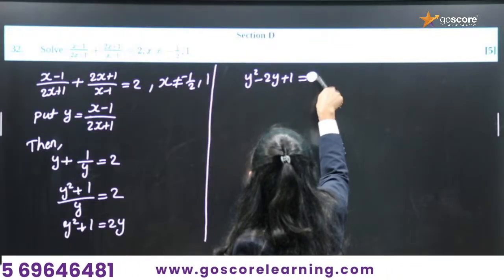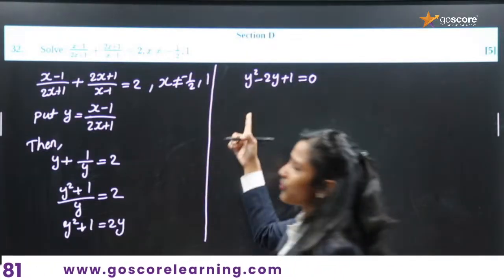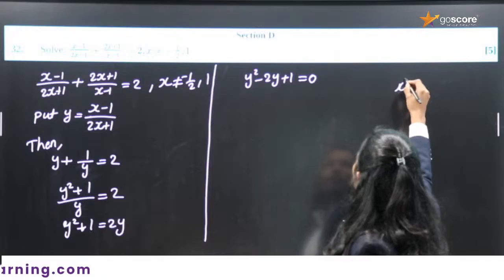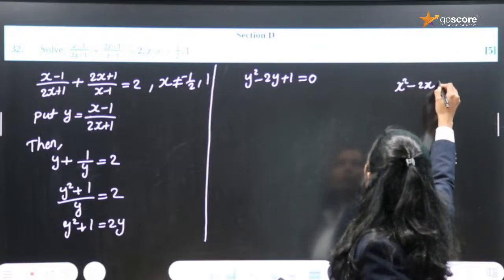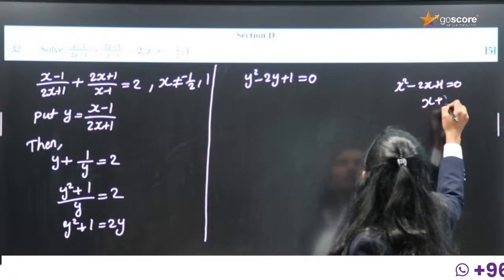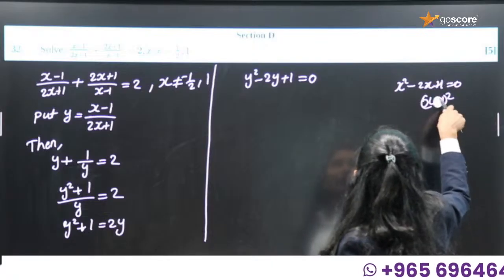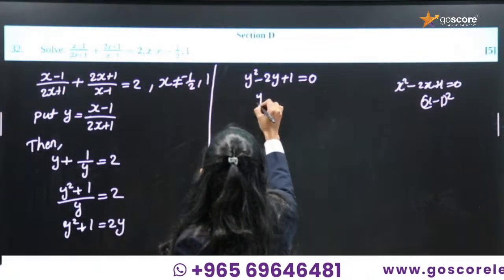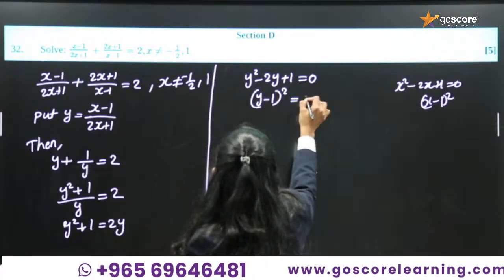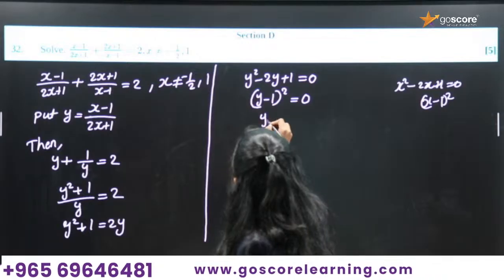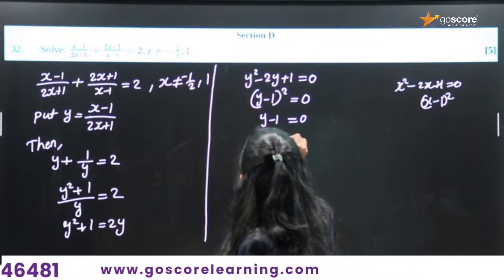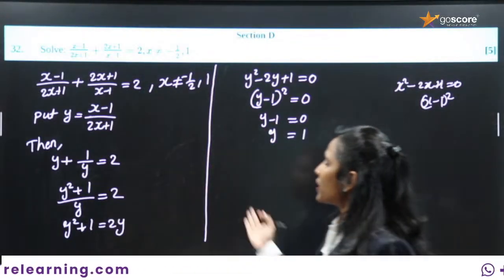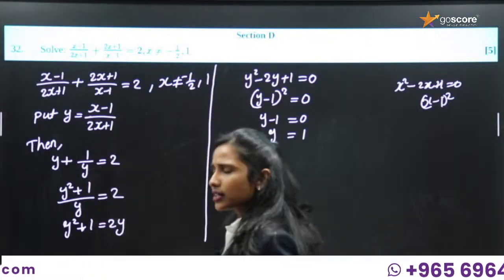Now, it is in the form of (a minus b) whole square, right? y square minus 2y plus 1 is in the form of x square minus 2x plus 1 equal to 0, that is (x minus 1) whole square. So we will write (y minus 1) whole square equal to 0, or y minus 1 equal to 0, or y equal to 1. You got it? If y equal to 1, what is y? (x minus 1) by (2x plus 1), right? So we can substitute that.